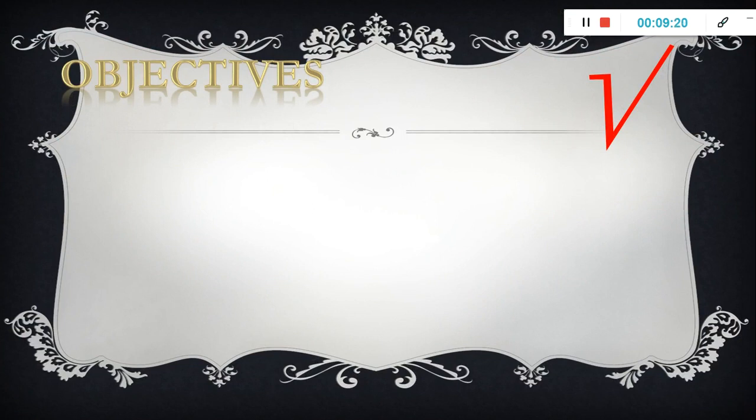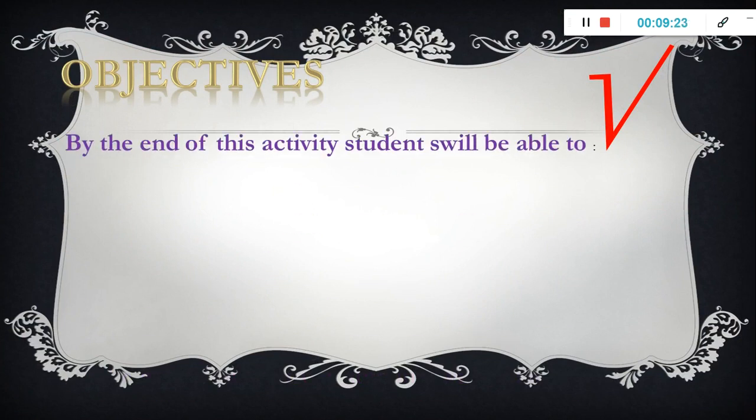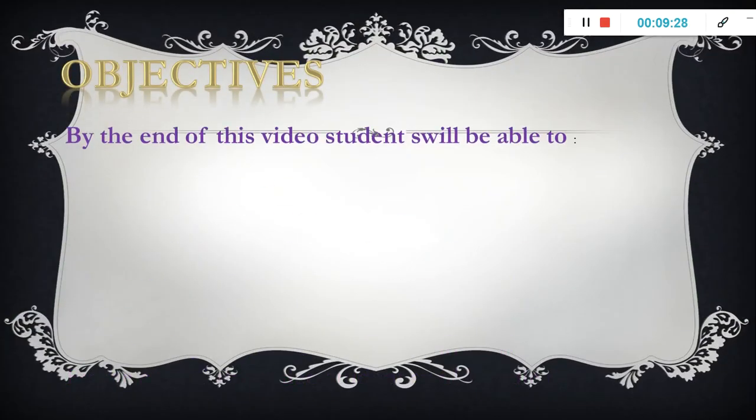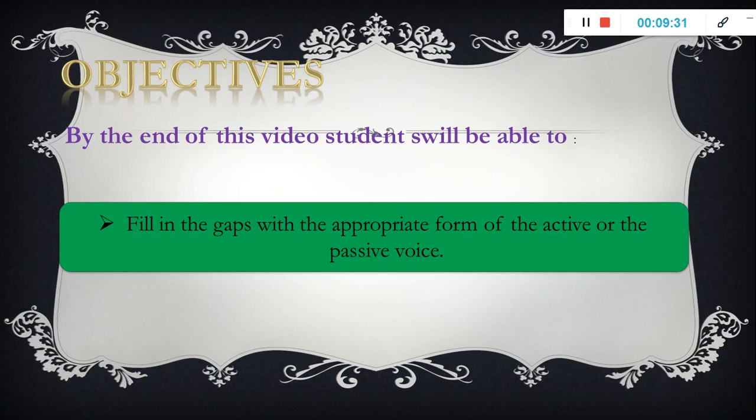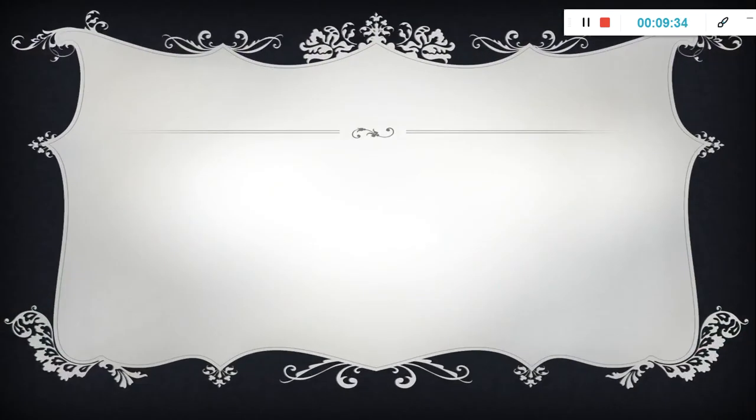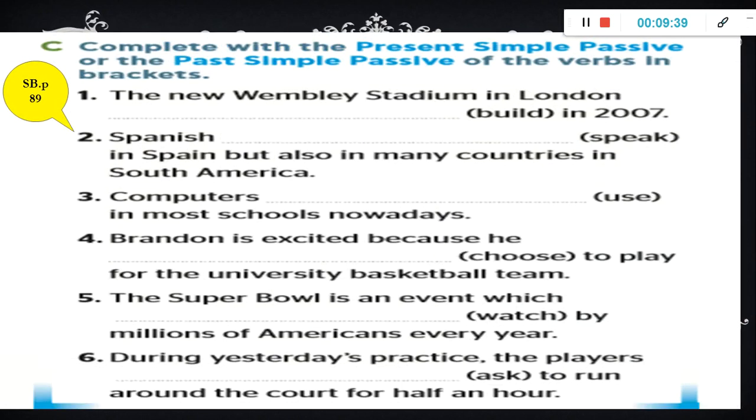So now we achieved the first objective, which is identifying the form of the active and passive. Now let's move to filling in the gaps with the appropriate form of the active or the passive voice. Open your book page 89. Exercise C. Pause the video. Read the sentence and complete with present simple or past simple passive of the verbs in the brackets. Pause the video and answer the questions.